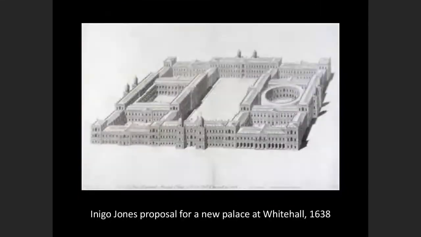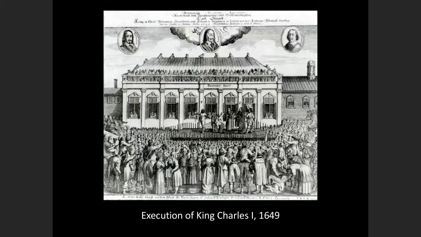So this was part of a grander palace that Jones was going to create. This is a scheme layout that he had developed to create this big grand palace. But the problem was King Charles I, who had commissioned this, wound up creating enough conflict in the nobility that he lost his head in 1649.